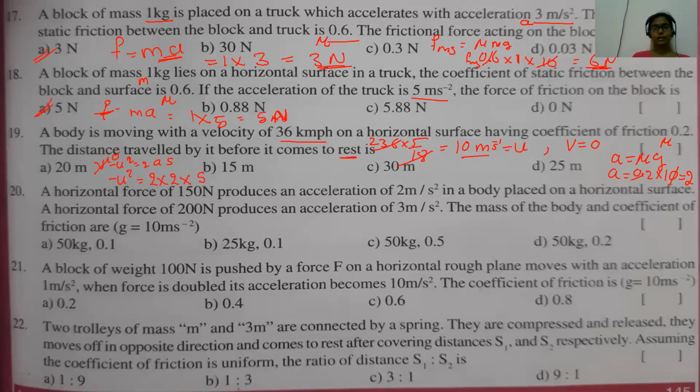Sorry, initial velocity is also there. What is the initial velocity, children? It is 10, so 10 square is 100. Minus 100 is equal to 2 into 2, 2s are 4, into s. So 4s is there, and you want to find s, right? So s is equal to 100 by 4, which gives you 25 meters, right, children? So this question's answer is 25.